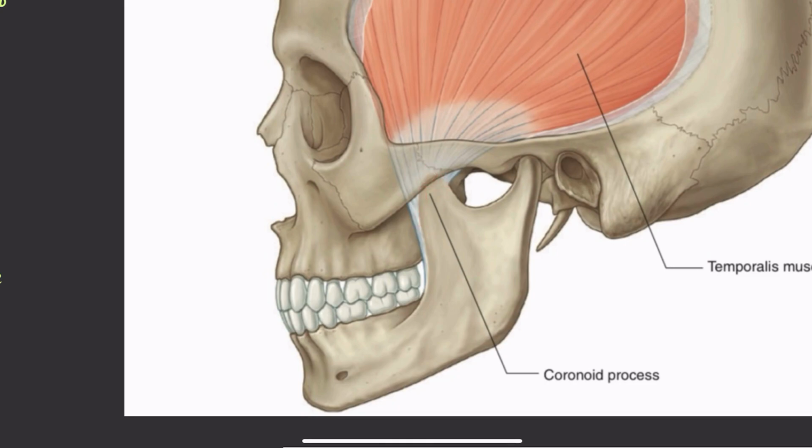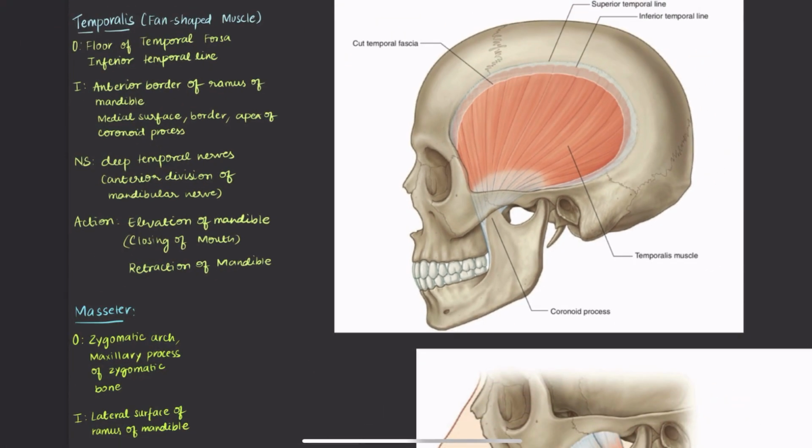process. Right, so the nerve supplied to temporalis would be the deep temporal nerves, which are branches from the anterior division of the mandibular nerve, while its action is going to be the elevation of mandible and the retraction of mandible. So by elevating the mandible, it helps in closure of the mouth.